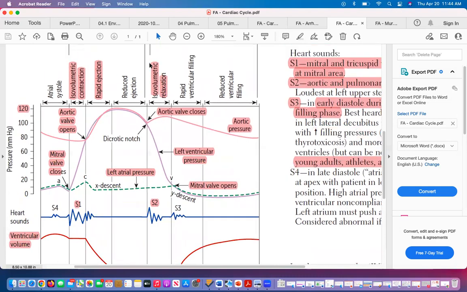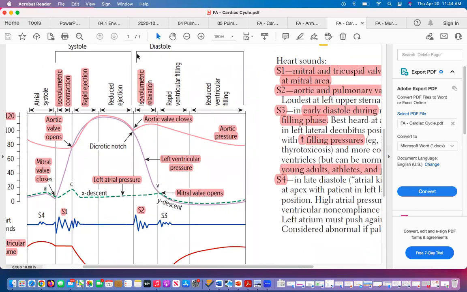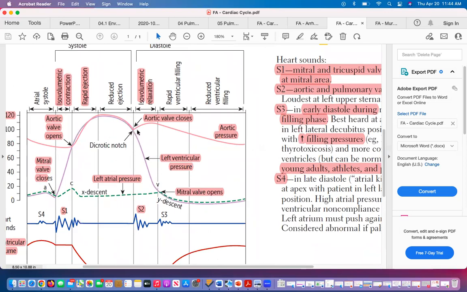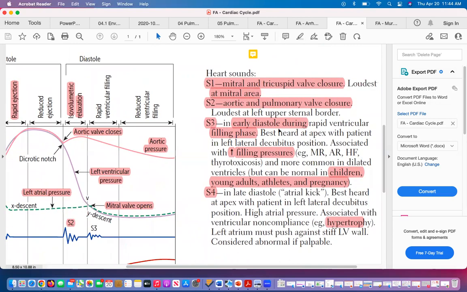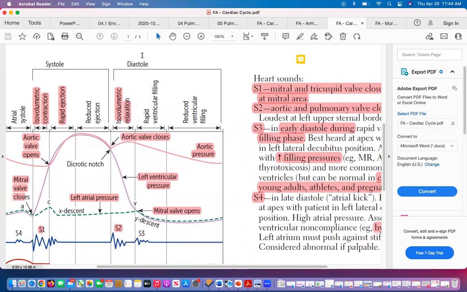Now, we want to start the diastole phase. So at the beginning of the diastole, as you know, the aortic valve has to close. As the aortic valve closes, which is the beginning of the diastole, we can hear a sound called S2. S2 is heard in the early diastole during the rapid ventricular filling phase. Rapid ventricular filling phase is the diastole phase when the S2 sound is heard and the aortic valve closes, and we hear an S2 sound.